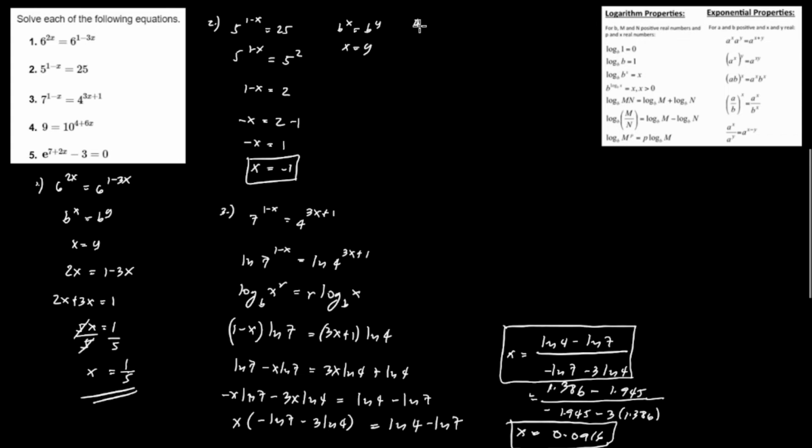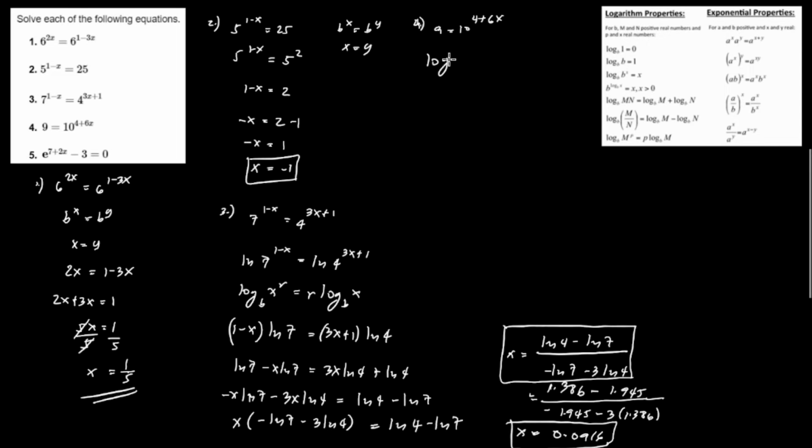Example number 4. 9 is equal to 10 with exponent 4 plus 6x. And you can either use ln, the natural logarithm, or the common logarithm. Based on the given, one of the bases is 10, so therefore we will use the common logarithm, which is in terms of log.